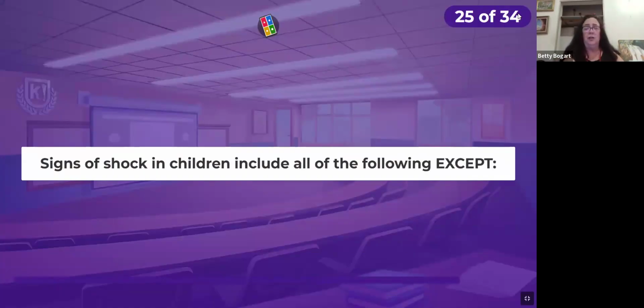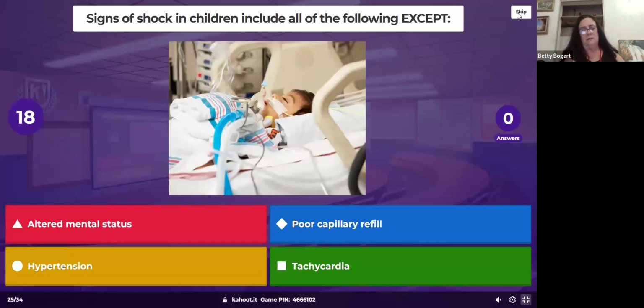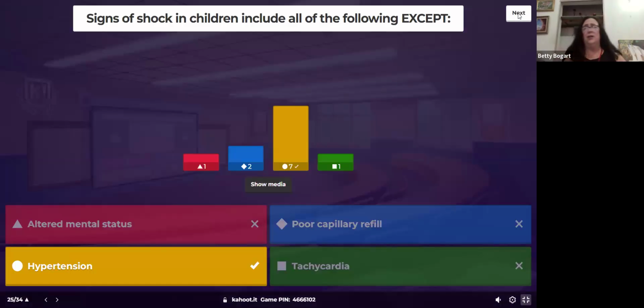Signs of shock in children include all of the following except... so what is shock in children? It's the same thing as adults, isn't it? Same sort of symptoms. You're going to have that altered mental status because you're not getting perfused in your brain. You're going to have hypotension, tachycardia, poor capillary refill, decreased urine output. All of these things are going to show shock.